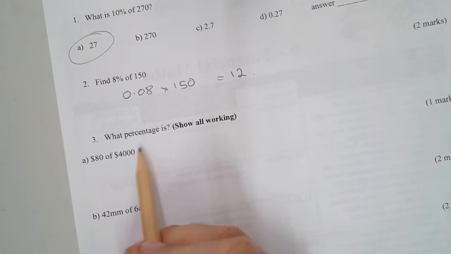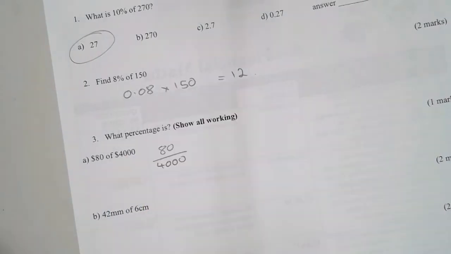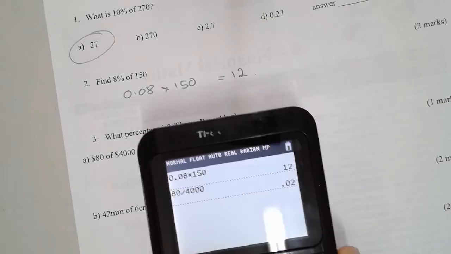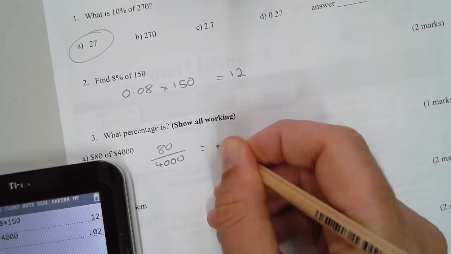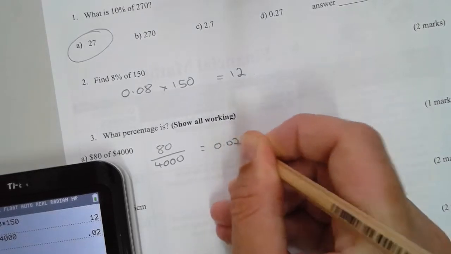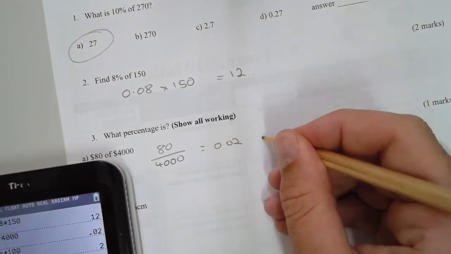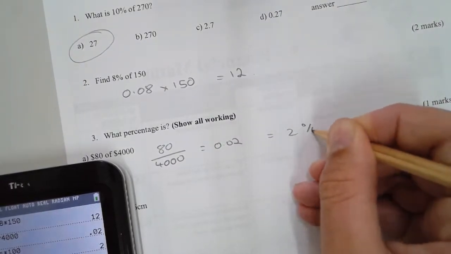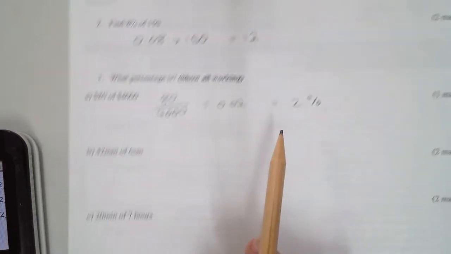What percentage is 80 out of 4,000? Basically you can type that into your calculator, which gives me the answer as a decimal, 0.02. To go from decimal to percentage, you times it by 100, so that's 2%. So you just write 80 over 4,000 and turn it into a percentage.